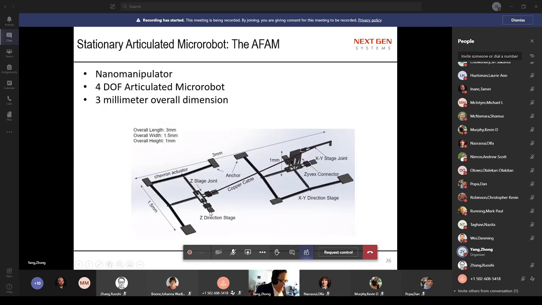Okay, let's move on to another microrobot, the AFM. Just like I mentioned, this micro manipulator has two stages, and through those micro stages you're driving, finally through this copper cable, it will make the final motion on the robotic arm.